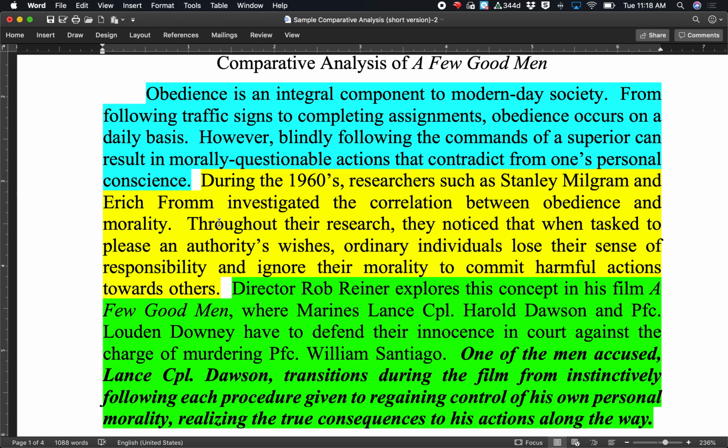All right, yellow sentences. What does our writer do? Jordan.